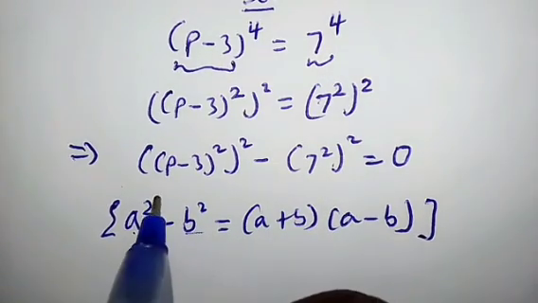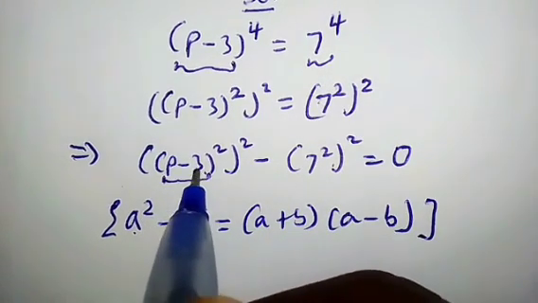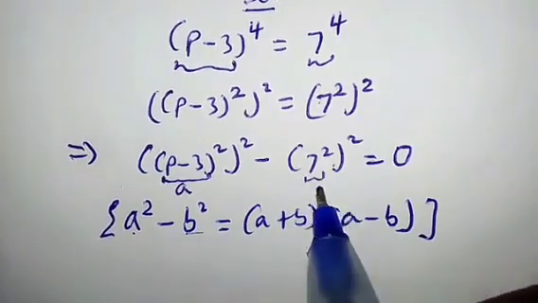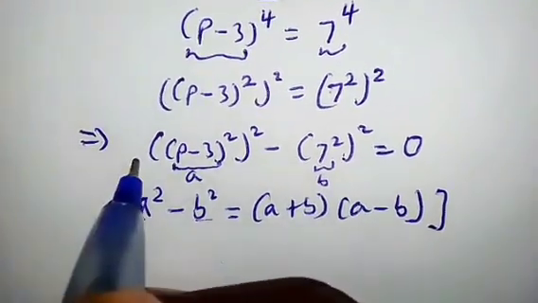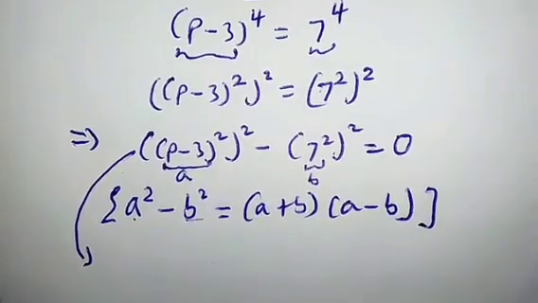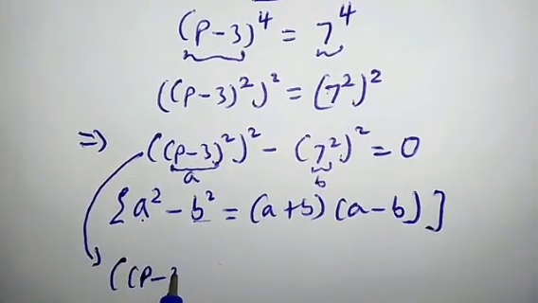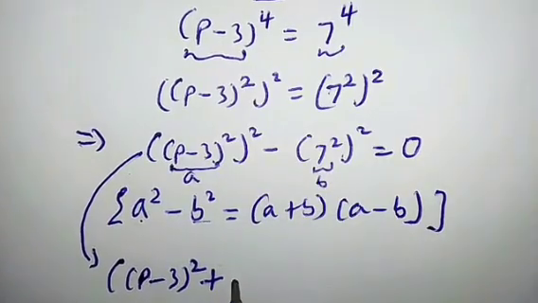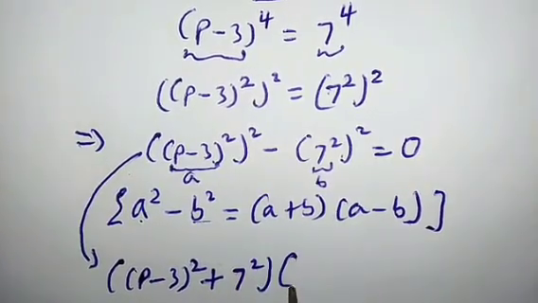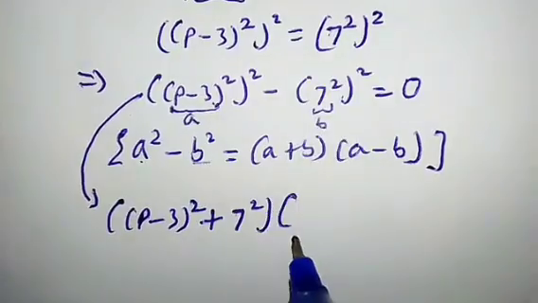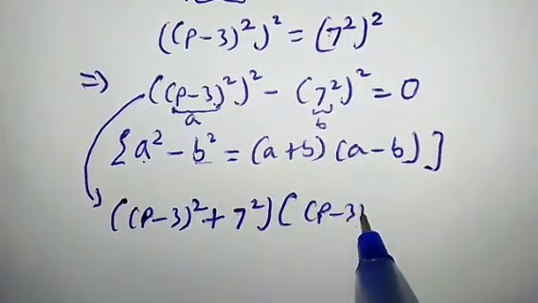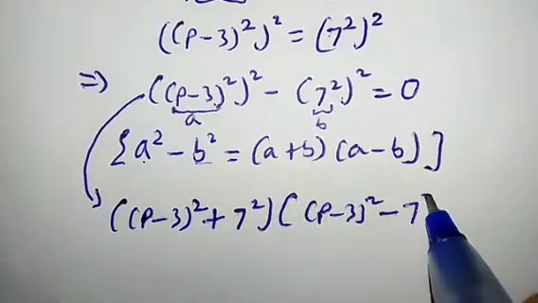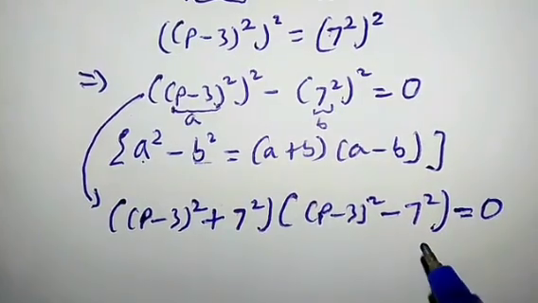What we are going to do now is apply this identity here. By comparing, you will see that (p - 3)^2 is a, while 7^2 is simply b. So from this line, we're going to have ((p - 3)^2 + 7^2) times ((p - 3)^2 - 7^2) equal to 0.